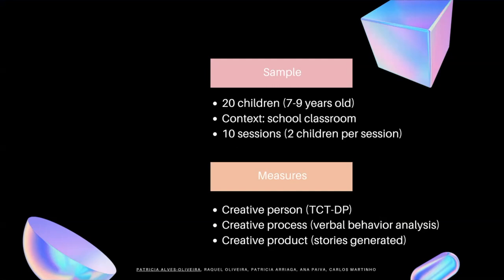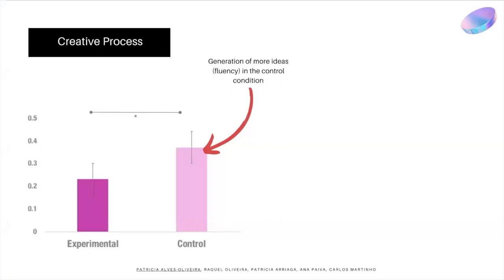We recruited experts of cinema and animation, including movie directors, producers, animators, and college teachers, as the judges for the movies that children created. Results show that there were no significant differences when we compared the results of the TCTDP in the pre- and the post-test. We also did not find significant results in the judges' evaluations of the stories. Significant results only emerged in the creative process of children.